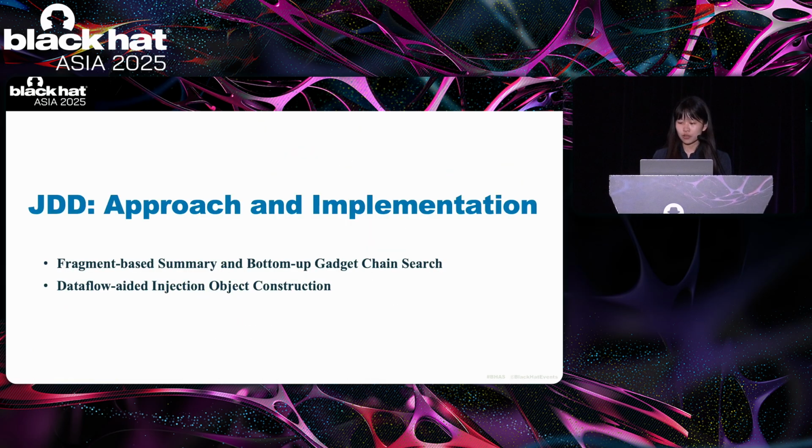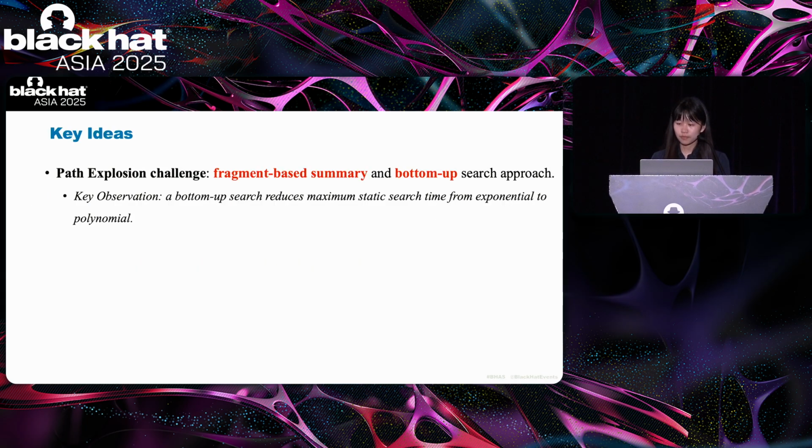So, how do we address these two challenges? First, we address the path explosion challenge with a fragment-based summary and a bottom-up search approach. One of our key observations here is that a bottom-up search can find gadget fragments that can be reused by different top-level gadgets in the gadget chain, and thus reduce the search complexity from exponential to polynomial.